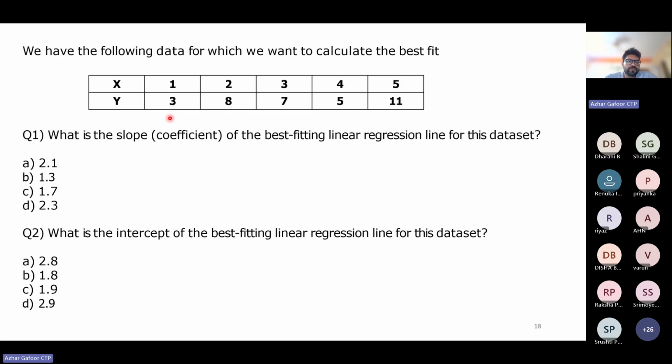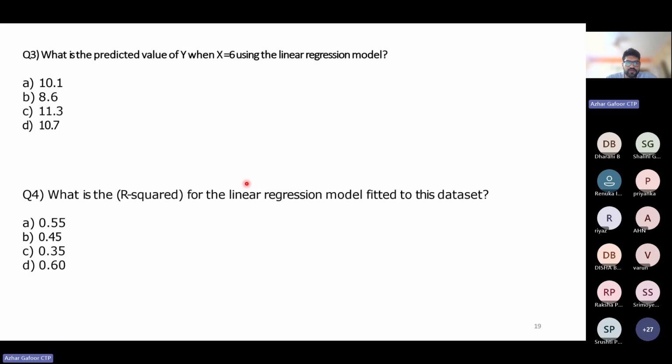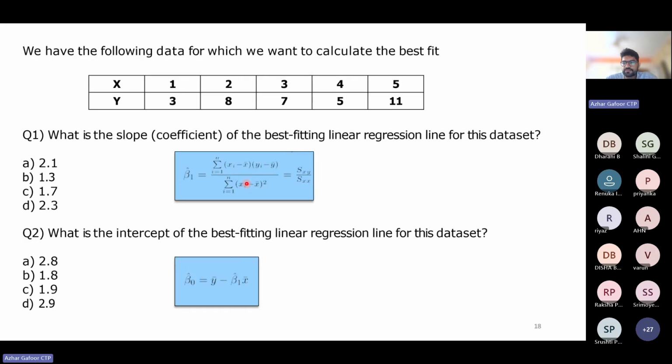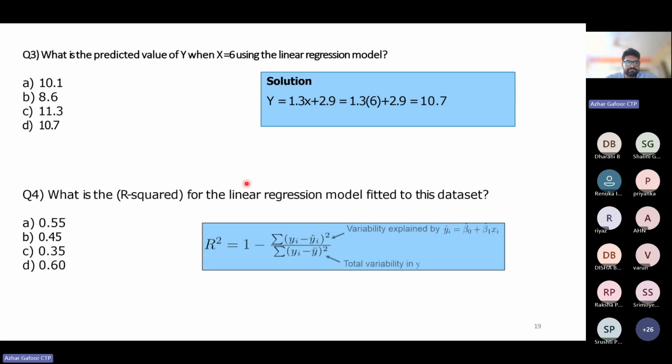So here also we'll have to follow the same steps. If you do the same steps, you will get the answer. So I'll skip it. You can try it later. All right.